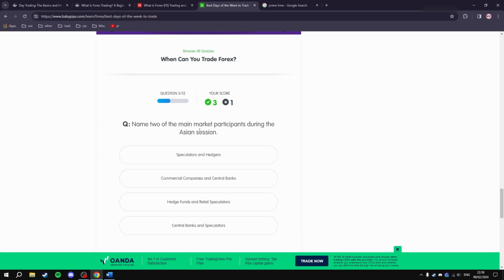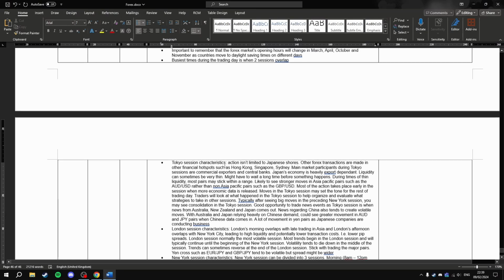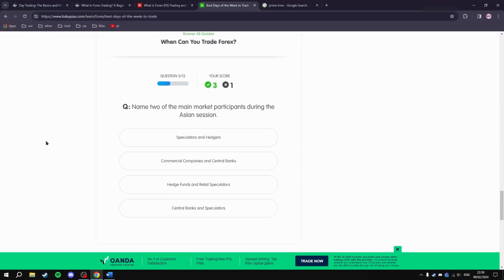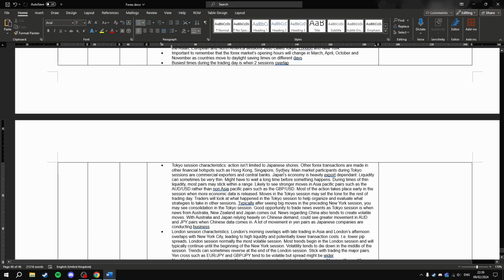Name 2 of the main market participants during the Asian session. Wait, during the Asian session, it's pretty much exporters, isn't it? So it's low liquidity. So if it's low liquidity, commercial exporters and central banks.